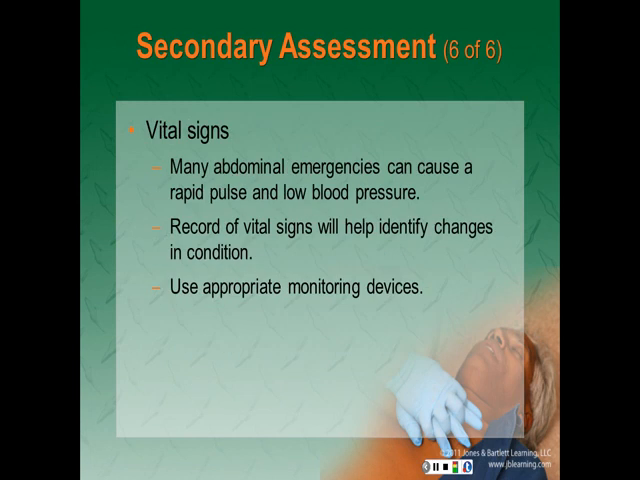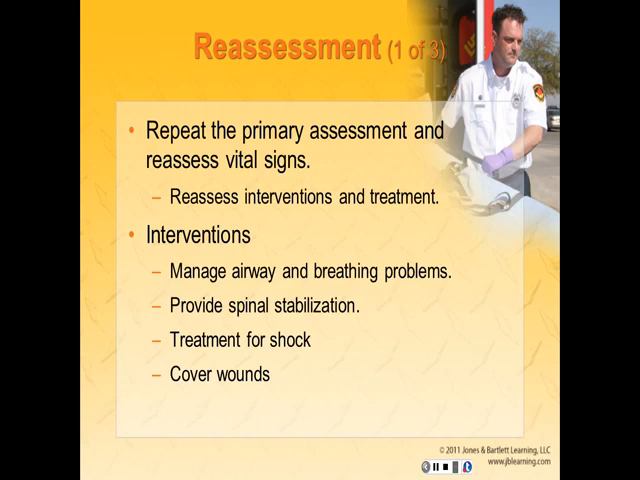Many abdominal emergencies can cause a rapid pulse and low blood pressure. Your record of vital signs will help you identify changes in the patient's condition. You should use appropriate monitoring devices when available, such as pulse oximetry and non-invasive blood pressure devices. It is always recommended that you assess the patient's first blood pressure manually with a blood pressure cuff and a stethoscope. Reassessment: you should repeat your primary assessment and vital signs and reassess your interventions and treatment that you have provided.